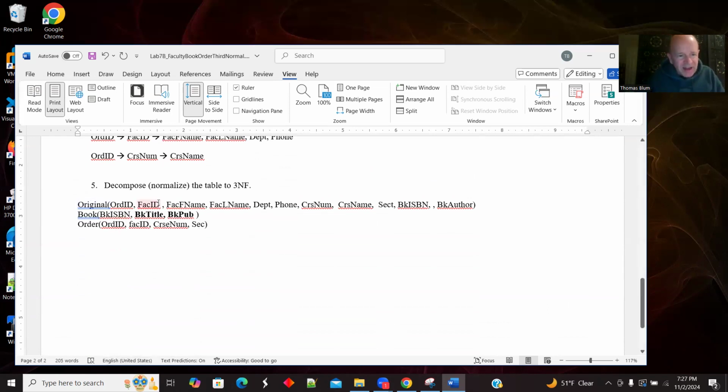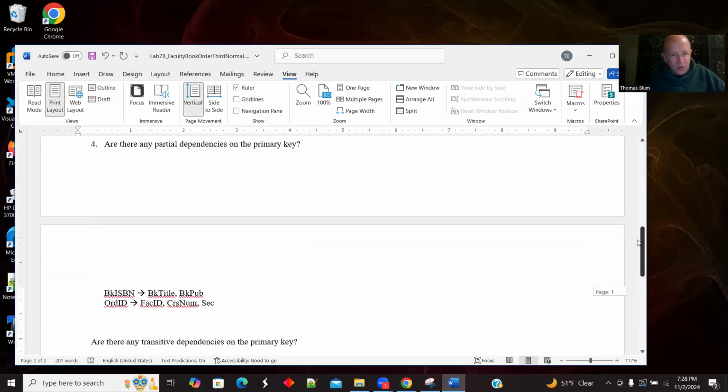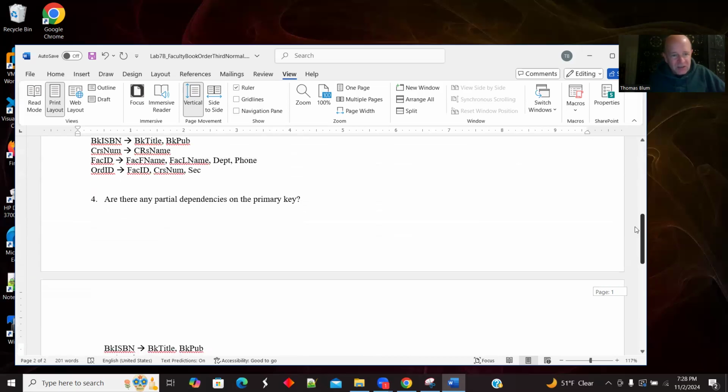And so we're taking that out of our original. We keep the ID, but taking out faculty. We're going to take out the faculty name and faculty last name in a minute, but we'll just leave it there for now. We pulled out faculty ID. We pulled out course number. Those other things are coming, but we just have to wait a second. Okay, so we pulled out book, we pulled out order. That's what the second normal form suggested to us.